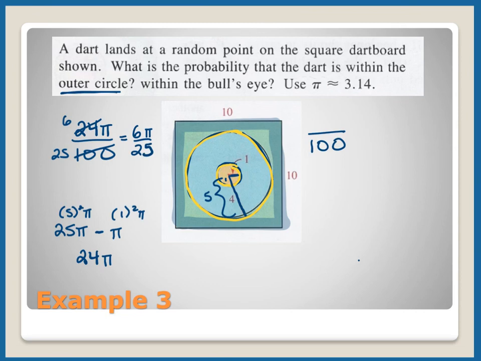Now, if it had said to leave that in terms of pi, which most likely would be something you'd see on your test, you would leave it that way. But because this said use 3.14 as pi, we're going to take that 6 and multiply it times 3.14. Two digits behind the decimal place, and that's going to go over 25. And then I'd need to divide that because, again, you don't want to put the decimals inside the fractions.